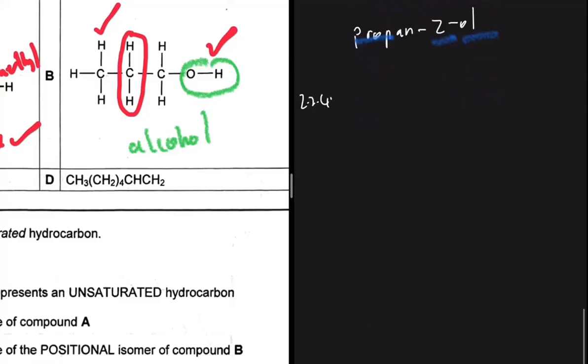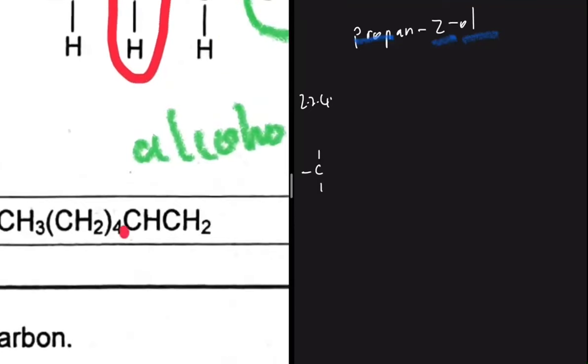So the first carbon has 3 hydrogens, right? And then look at this, we have CH2, and then we have these 4 on the outside, so that simply means that we have 4 of CH2. Let's put that in our structural formula. We have a carbon and 2 hydrogens, that's the first one. A carbon, 2 hydrogens, a carbon, 2 hydrogens, and there goes the last one.